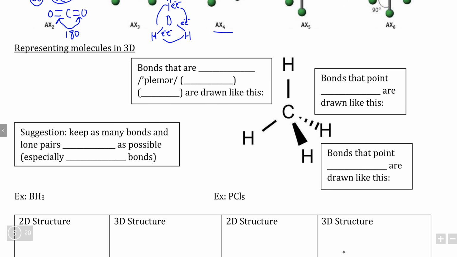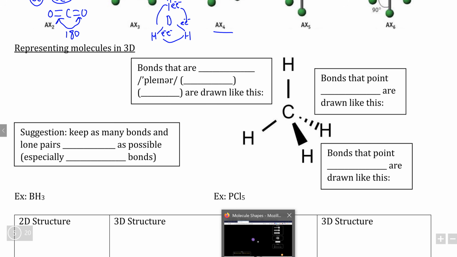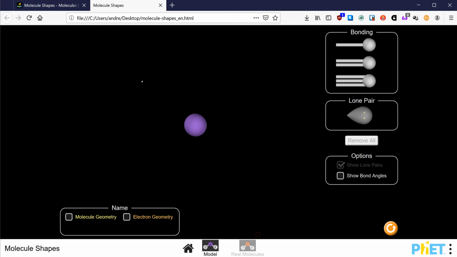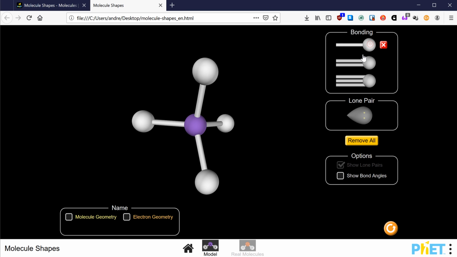And to do that, we can turn to the Java applet that I introduced in the previous video, the PhET molecule shape simulator. So if we wanted to build CH4, if we wanted to build methane, well, that's a carbon connected with 4 hydrogens connected by 4 single bonds, so 1, 2, 3, 4.